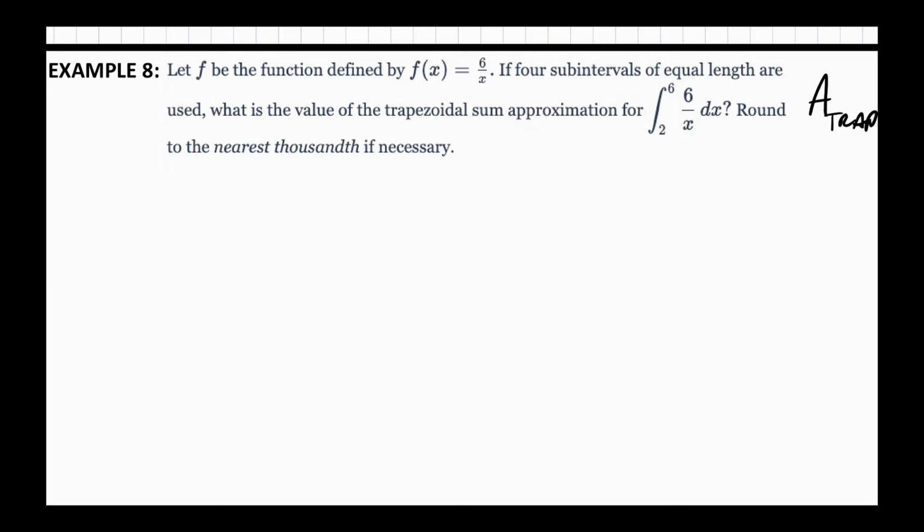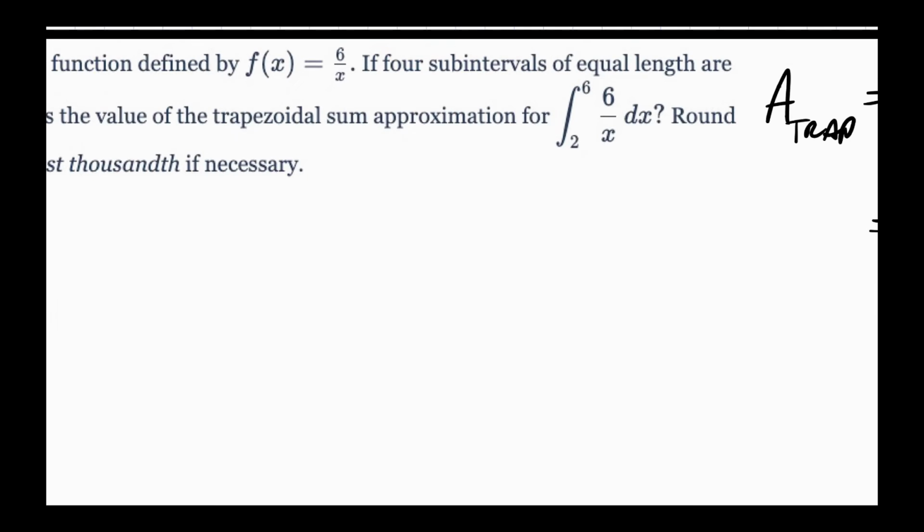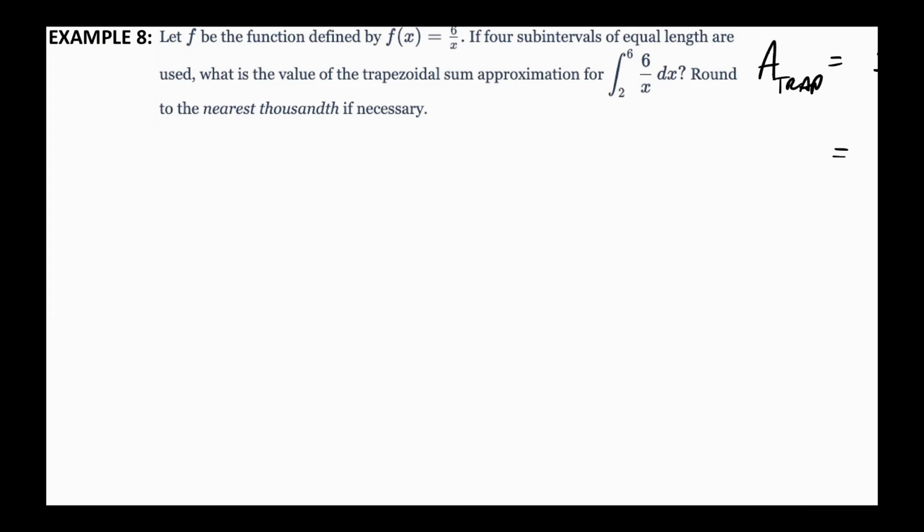So this guy goes from 2 to 6, right? So width of 4, I need 4 subintervals, all of equal length, equal width. So how wide is each one going to be? 4. Or not 4, sorry. How wide is each one going to be? 1 unit. Okay.